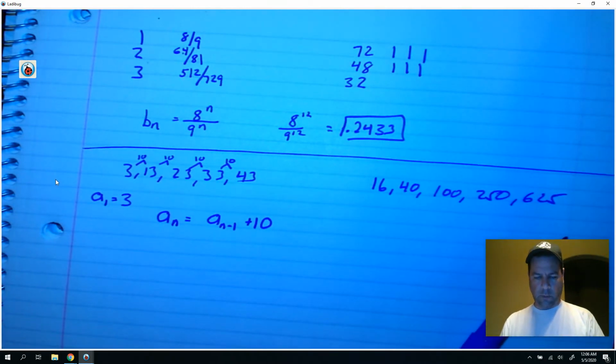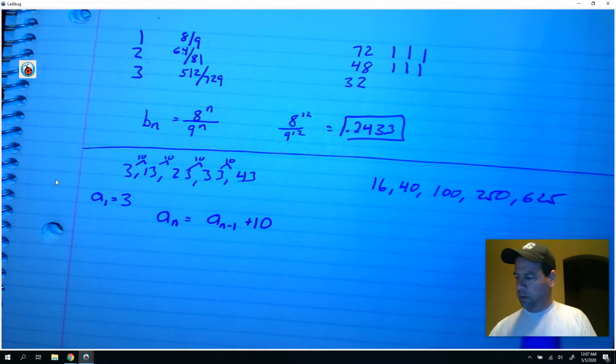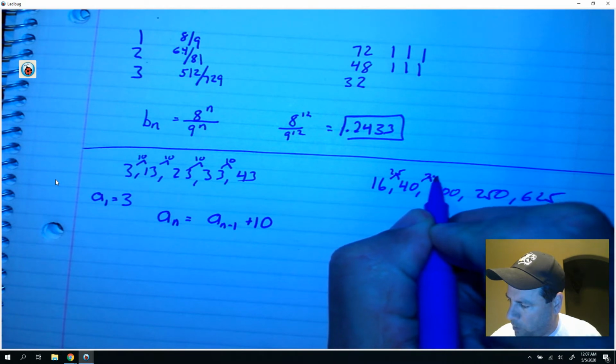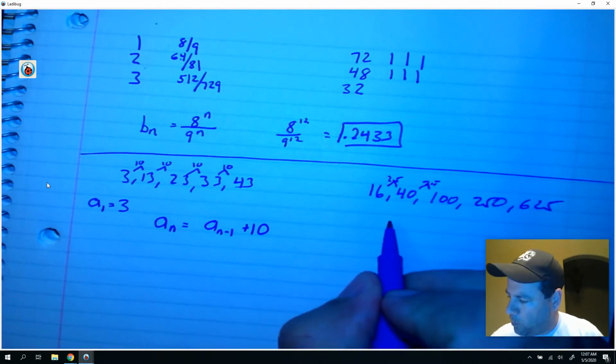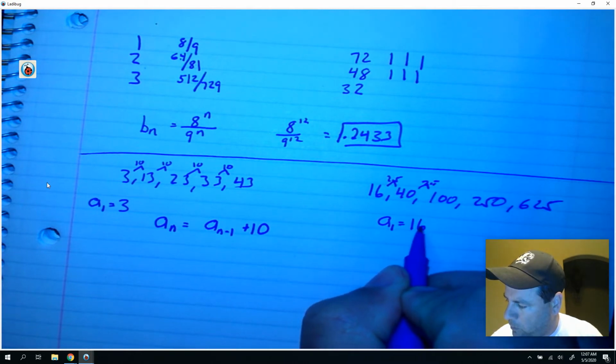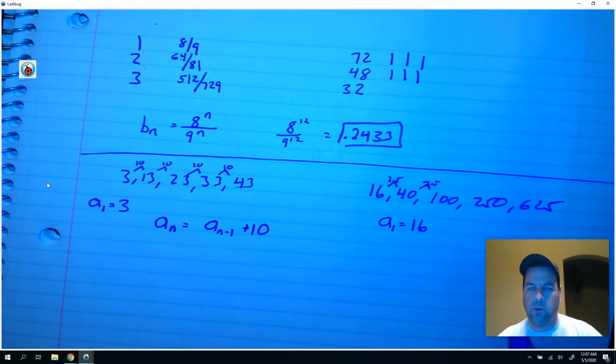Because here we go, 40. Sometimes we got to cheat a little bit, right? 40 over 16 is 2.5. 100 divided by 40 is 2.5. So this was times 2.5. This is times 2.5. So again, we got to establish the first term. A sub 1 equals 16. You got to establish what that first term is.